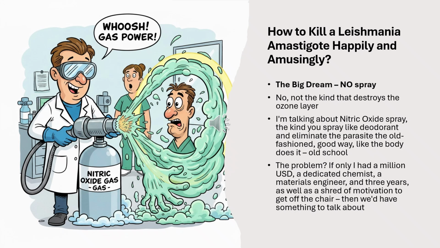This slide presents the big dream: using nitric oxide spray to kill amastigotes naturally, mimicking the body's own immune response. In theory, this topical approach would offer high efficacy with minimal side effects. However, it remains a dream due to the immense technical and financial hurdles required to develop a stable, portable delivery system. For now, we are left with complex systemic drugs rather than a simple deodorant-style spray to eliminate the parasite.